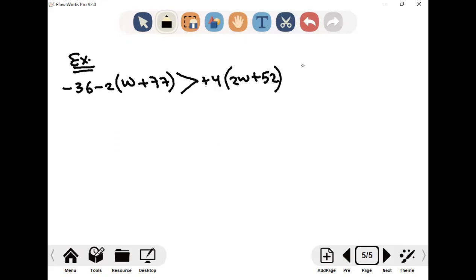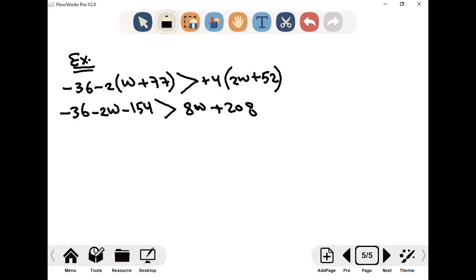Now here negative 36 stays the same. Negative 2 times W, negative 2 times 77. More than stays. 4 times 2W is 8W, 4 times 52 is 208. Now we have W's here and here, numbers here and here. Shift: make the W's on one side, the numbers on the other side.